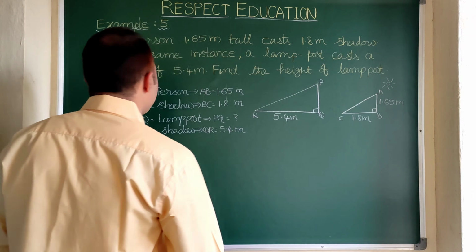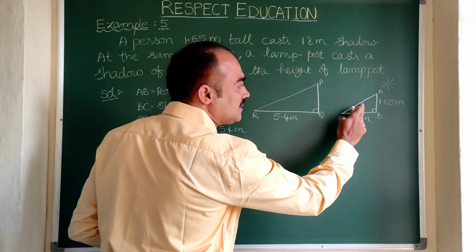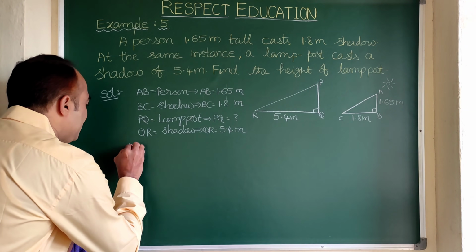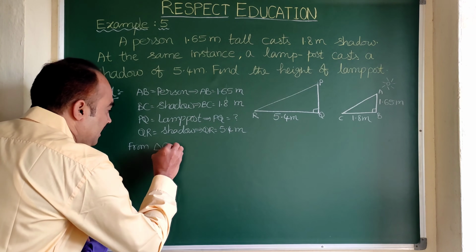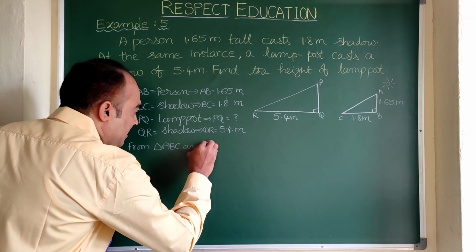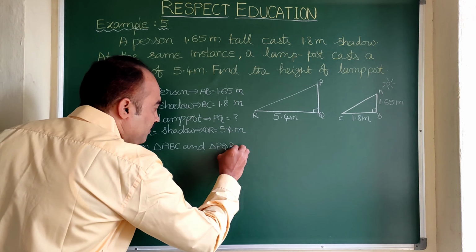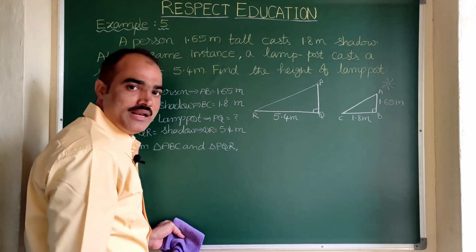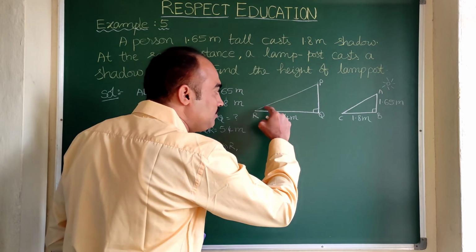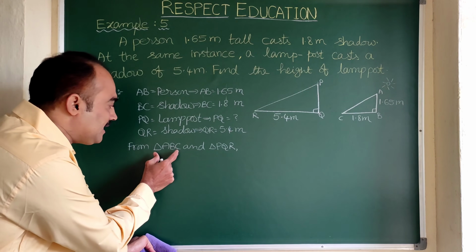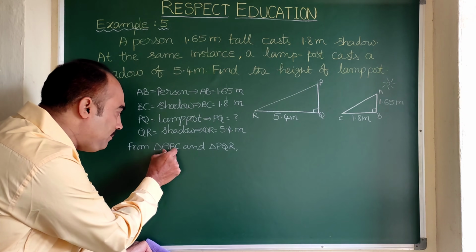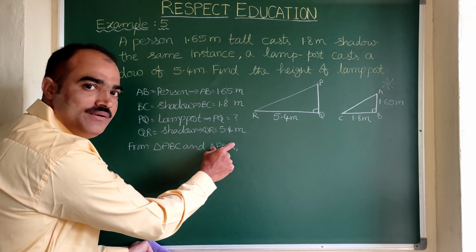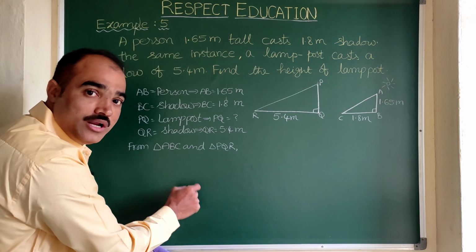Clear? Now let us compare these two triangles, triangle ABC and triangle PQR. So here we can write from triangle ABC and triangle PQR. Here you see I started comparing the measurements of ABC, which is smaller, to the measurements of PQR, which is bigger. As I have taken the left hand side ABC, I am going to write only ABC measurements, the measurements of only triangle ABC. Same way, if I take PQR on this right side, I am going to write only PQR measurements.